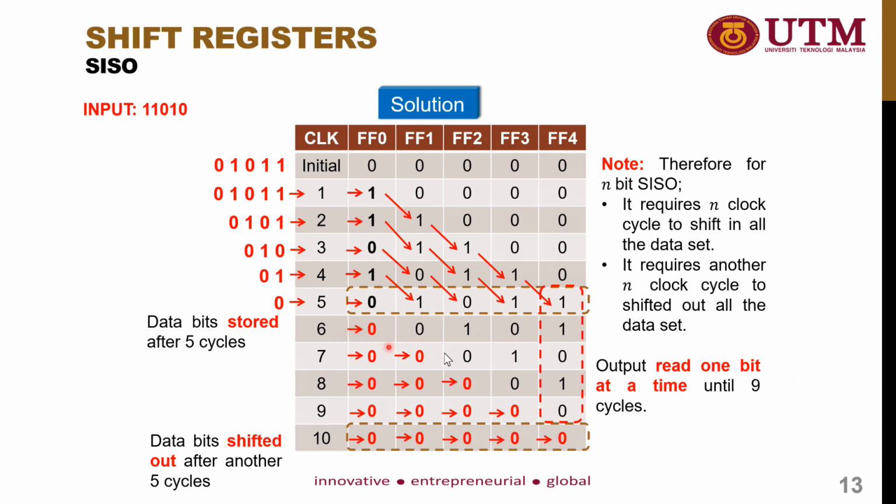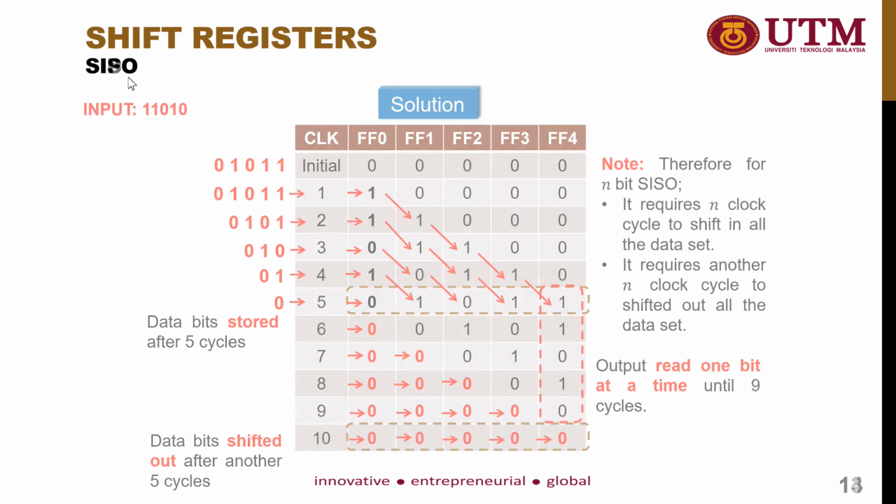At the 6th clock cycle, the second data will be present. At the 7th clock cycle, the third data will be present. At the 8th clock cycle, the 4th data will be present, and at the 9th clock cycle, the 5th data will be present. So after the 10th clock cycle, all the data has been shifted out from the shift register. So it has been completed after 10 cycles. This is the example of a 5-bit shift register, serial in, serial out.